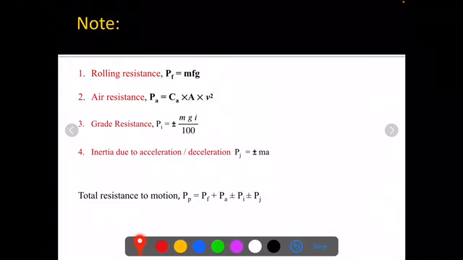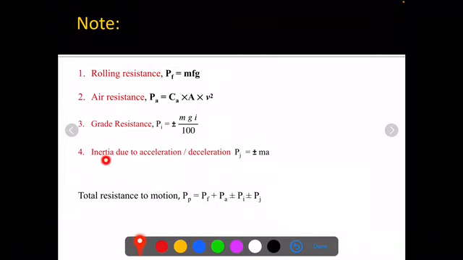And the third resistance is the grade resistance, which is due to the presence of the grade. For the upward gradient, the resistance calculated will be positive, which means we require extra energy to move the vehicle up the gradient, whereas for the downward gradient it is negative. It is calculated using the formula mgi divided by 100, where m is the mass of the vehicle, g is the acceleration due to gravity, and i is the percentage grade. The i value is positive for an upward gradient and negative for a downward gradient.